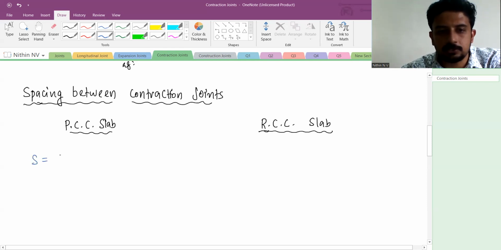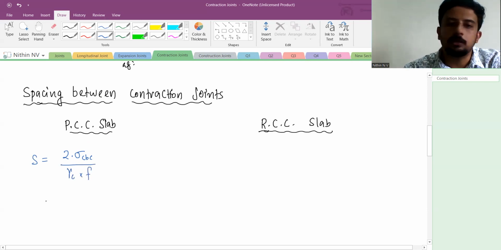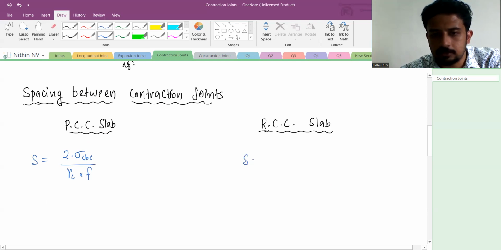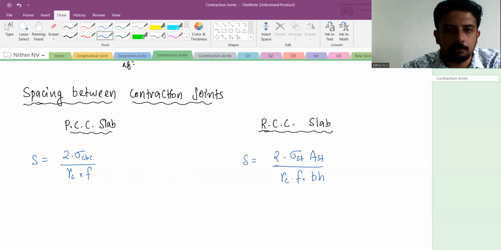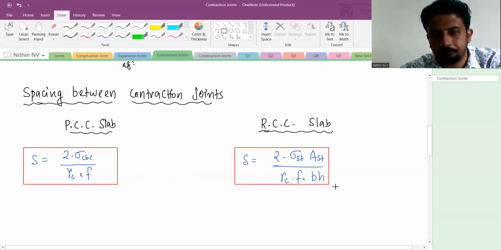So for PCC, the spacing S is equal to 2 sigma CBC, or 2 sigma C, you can write it like that also, divided by gamma C into F. That is the equation. For RCC, S is equal to 2 sigma ST AST divided by, with the same gamma C into F, but V into H also will come into the picture. Now, I will explain each term. First you write the equation.